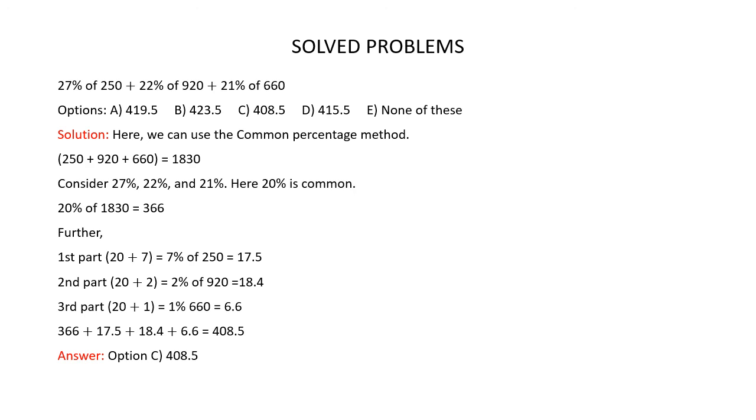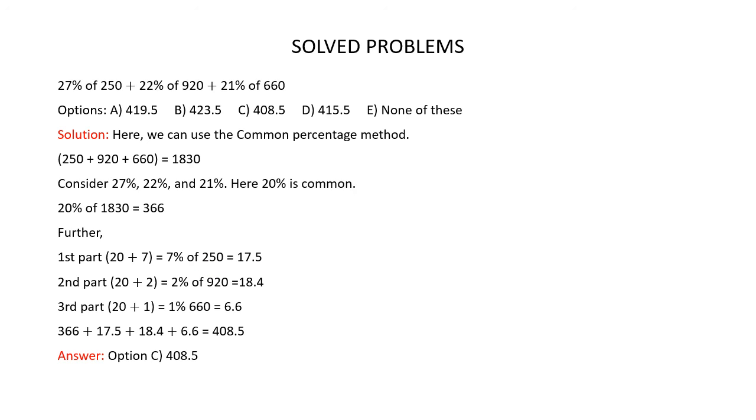So 20% of 1830 is 366. Now look at the first part, 27% of 250. 27% can be written as 20% plus 7%. But here you have already found the value of 20% of 250. So now you only have to find the value of 7% of 250, which is 17.5.